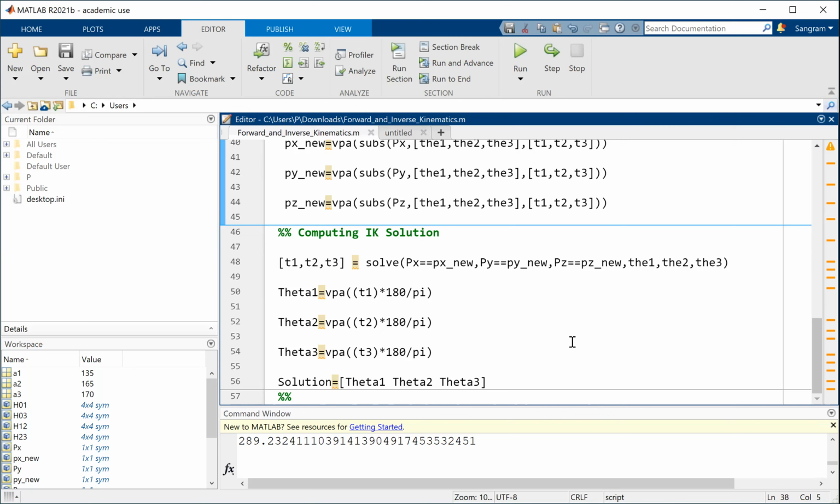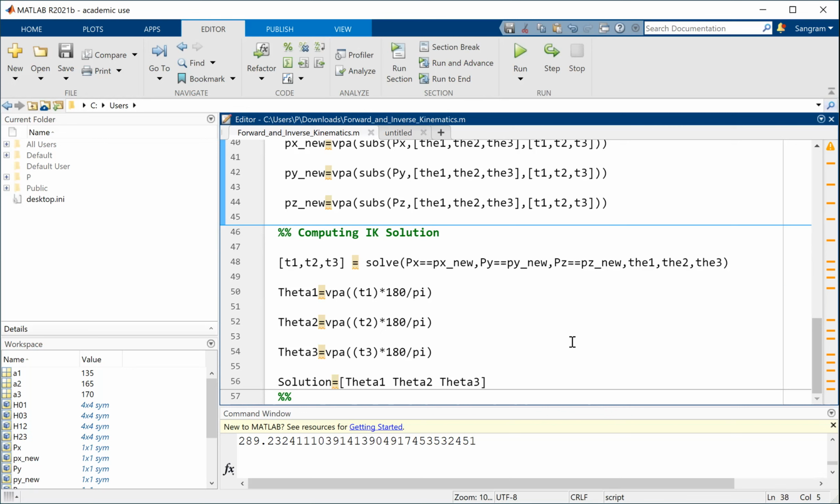Otherwise, if you don't program it the way I have done it over here, MATLAB will not give you a solution, and you will say, hey, MATLAB doesn't work. No, you have to code the equations correctly so that the solver can find it.